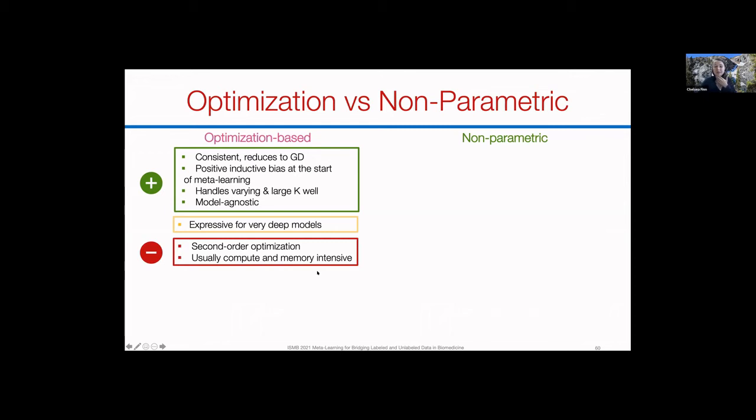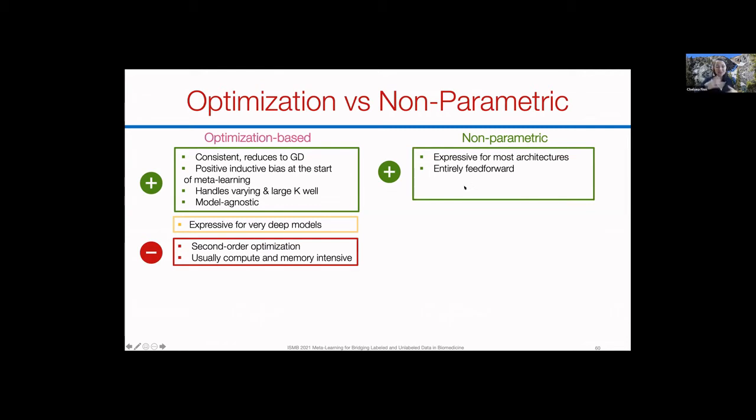Whereas for non-parametric approaches, they're also quite expressive. And one of the big benefits is that they're entirely feed forward. You don't need this sort of second order optimization. You just have a feed forward process that embeds everything and then does this comparison in that embedding space. And this means that it ends up being a lot cheaper and faster to optimize these sorts of models. And it doesn't require this bi-level optimization. Under certain conditions, it will be what I call consistent, meaning that as you get more training data for your test task, it will eventually get the correct answer.